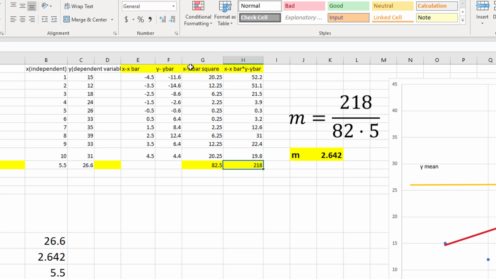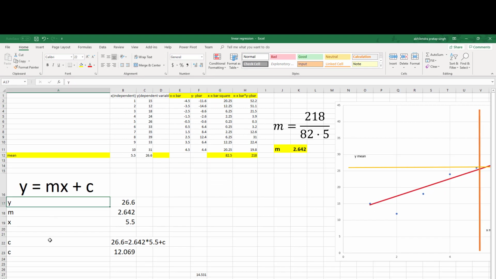For x minus x bar square, we are going to do the same thing. We are going to find the square of all these numbers, put them here and add them. So it becomes 82.5. When we solve this, that is 218 divided by 82.5, we get 2.642. So now we have m.